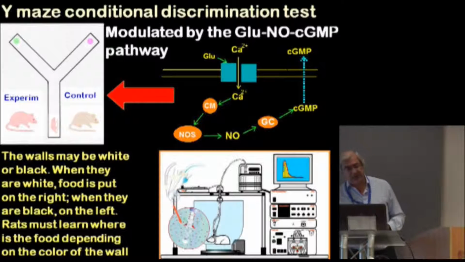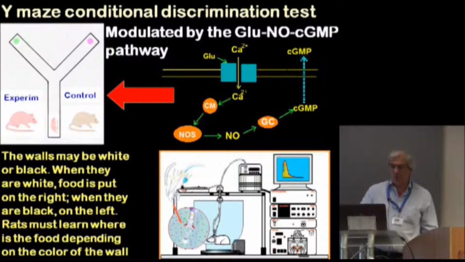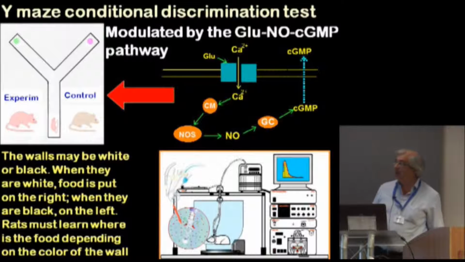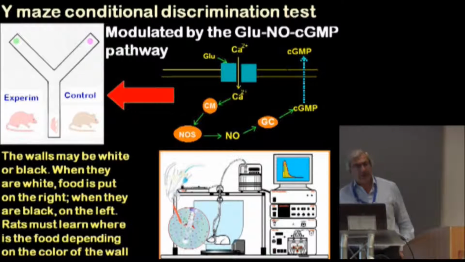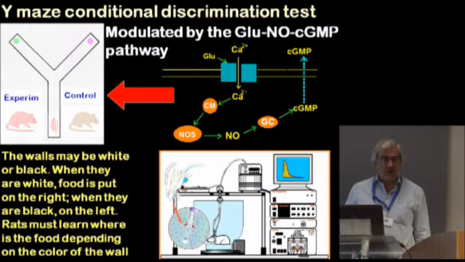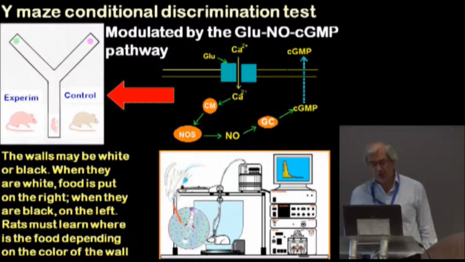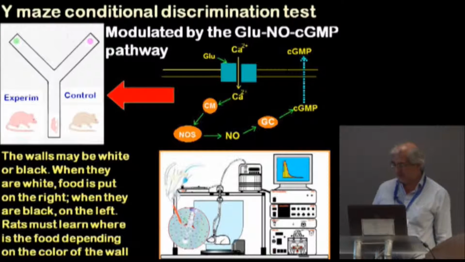In this test, the walls of the maze can be white or black. When they are white, food is put on the right. When they are black, on the left. And rats must learn where the food is depending on the color of the wall. We put the rat here, and depending on the color of the wall, she must learn where the food is. They perform the test 10 times per day, and we assume that they have learned when they perform correctly the 10 tests on the same day.